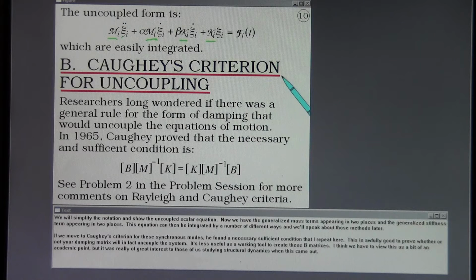If we move to Caughey's criterion for these synchronous modes, he found a necessary and sufficient condition that I repeat here. This is awfully good to prove whether or not your damping matrix will, in fact, uncouple the system. It's less useful as a working tool to create these B matrices. I think we have to view this as a bit of an academic point, but it was really of great interest to those of us studying structural dynamics when this came out.